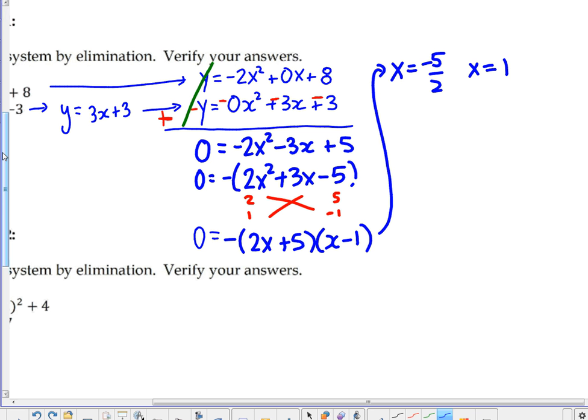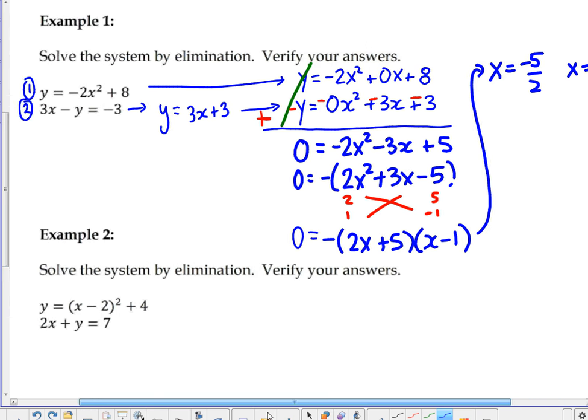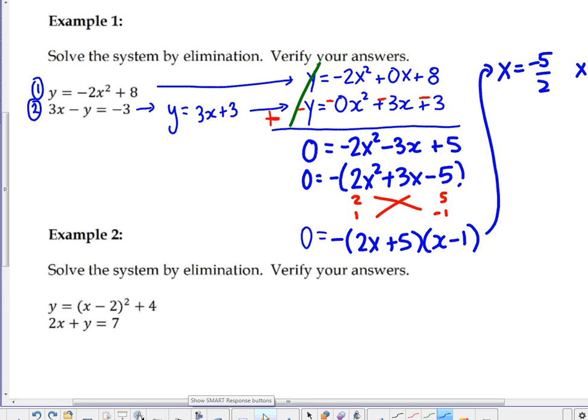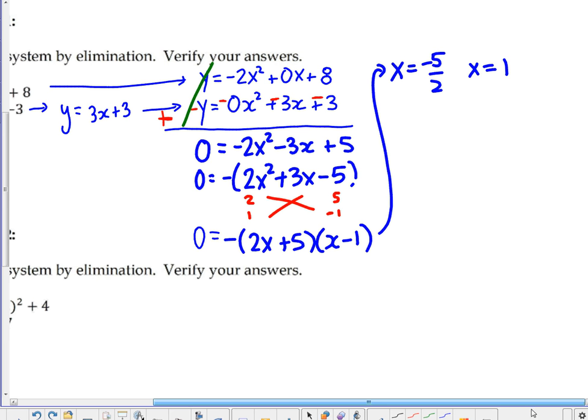Okay, so from there, is it any different from our steps from before? No, everything's the same now, so we're going to sub those into either equation. I would think the easiest one would be the second. Yeah? Okay, so subbing those into equation 2.